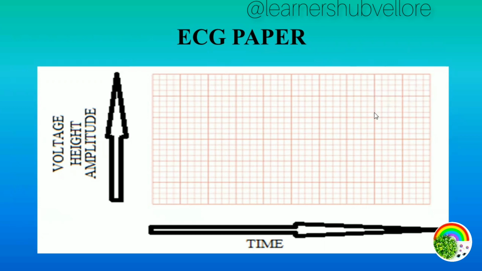Time is measured horizontally and voltage or height, or you can call it amplitude, is measured vertically. Time is in the horizontal direction and amplitude is in the vertical direction.